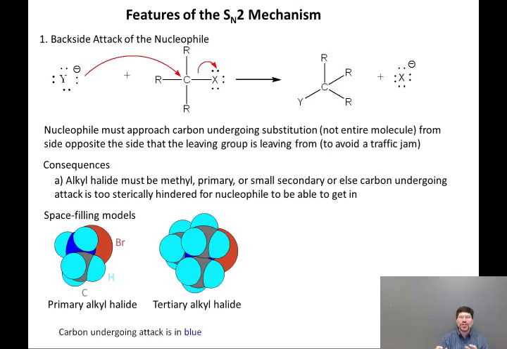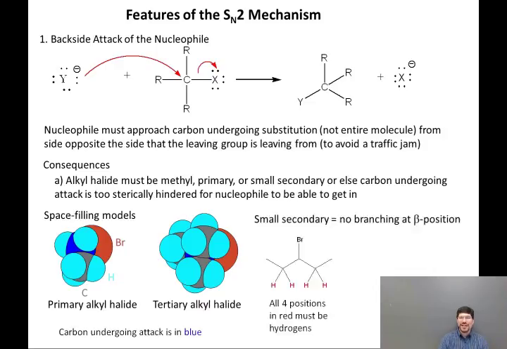Contrast that with a tertiary alkyl halide, and you can barely see that dark blue ball at the center. You can see a couple of specks of it, but definitely not big enough for a nucleophile to be able to come in there and get in between the other three methyl groups. So primary is okay, tertiary is not okay, secondary is kind of the intermediate case. And we're going to see that theme come up a lot in our discussion of nucleophilic substitution reactions.